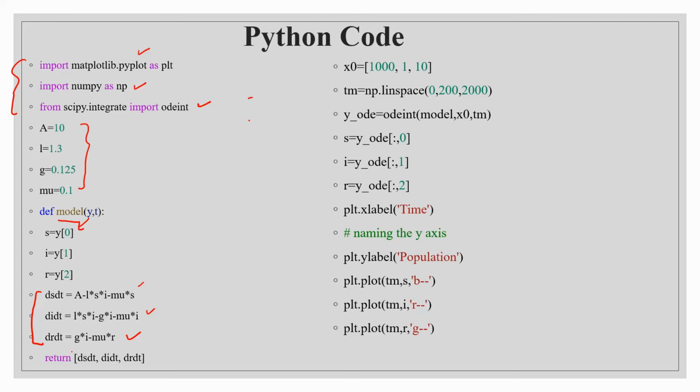Now what I will do, I will return these three values, and then here I have given the initial condition. And again here I have declared t as a variable, which is time from 0 to 200, and it has 2000 points in between 0 and 200. Now again what we need to do, we need to call odeint, which is an inbuilt function in Python for solving the differential equation. So this is taking the model as its input argument, this is the initial condition, and this is time.